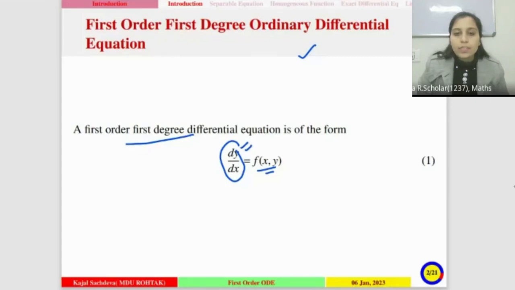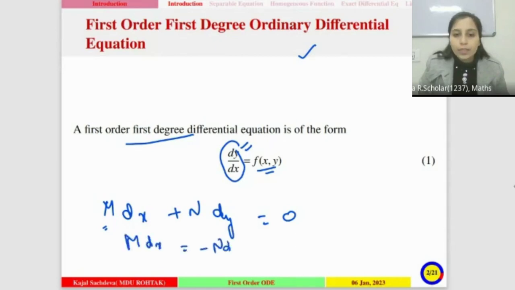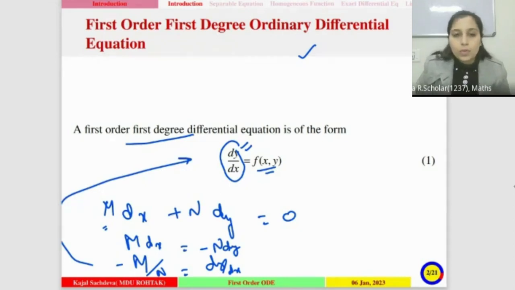We can also write the equation in the form M dx plus N dy is equal to 0, where M is any function of x and y and N is any function of x and y. These two equations are equivalent: we can rearrange to M dx equals minus N dy, and dividing by dx we get dy by dx equal to minus M by N, which is a function of x and y. So the general first order first degree equation can be of this form or of this form.